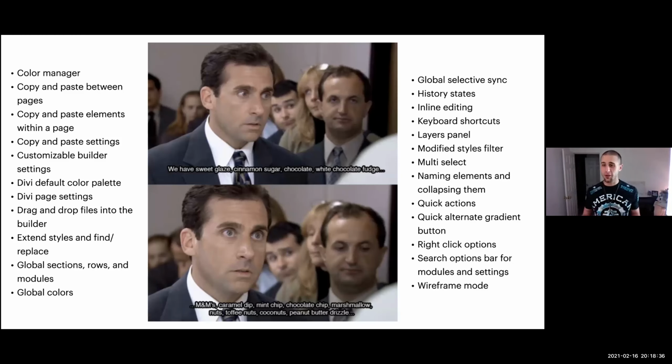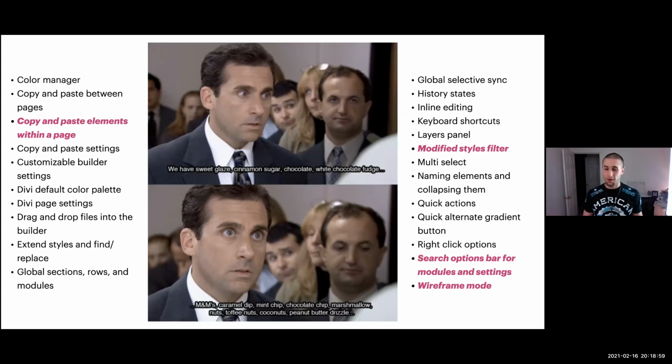Now, as I started to put the list together for all of the efficiency features that they released, it made me think of this great moment from The Office where Michael is faced with having to choose what he wants on his pretzel, and he just says, "Give me everything." So I was like, man, I'm not going to talk about all these things. So I'm just going to focus on my main 4. Actually, I think I have a bonus in there, but my main 4 would be modified styles filter, search options, wireframe mode, and copy and paste.